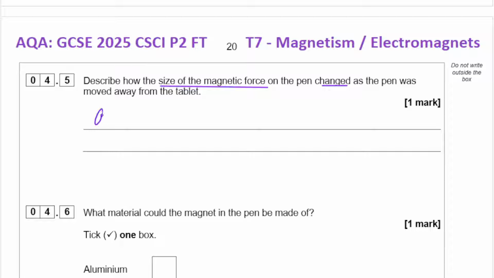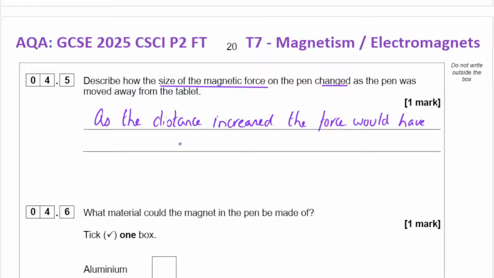So as the distance increased, the force would have decreased.